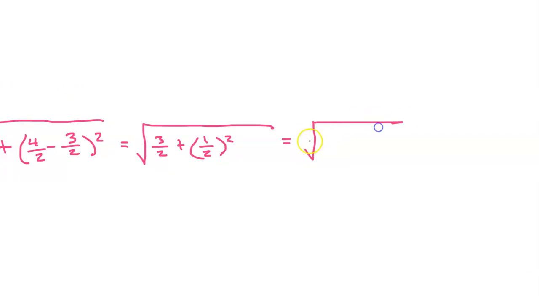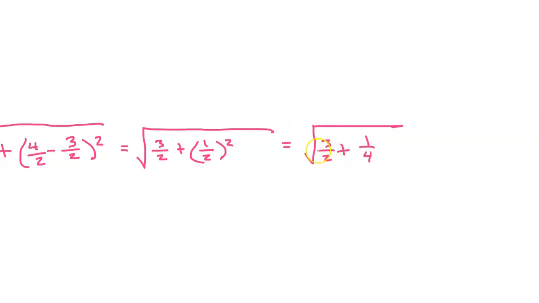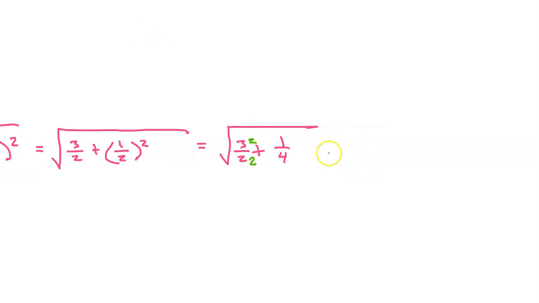And then I have the square root of 3 over 2 plus 1/4. Okay, but if I want to have like denominators, I'm going to have to multiply this by 2 over 2. So that'll be 6 over 4. So on the next step, I have the square root. I have 6 over 4 plus 1 over 4, so that's 7 over 4. So I have the square root of 7/4.